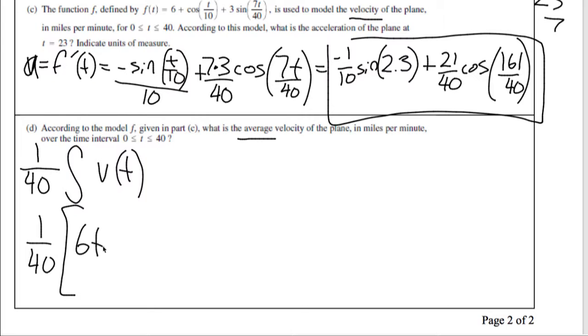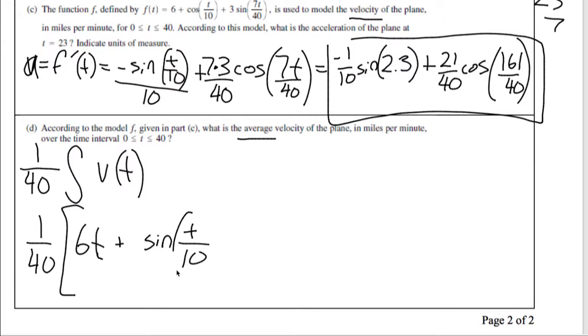Antiderivative of cosine of t over 10. How do I do that? Would that be negative sine? Or no, sine. It'd just be sine. Yep. So this is 6t, and then it's going to be plus sine of t over 10.